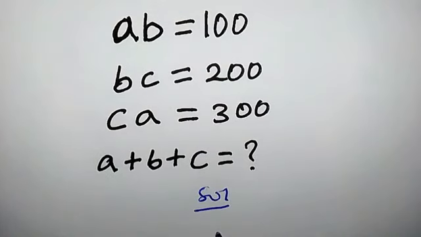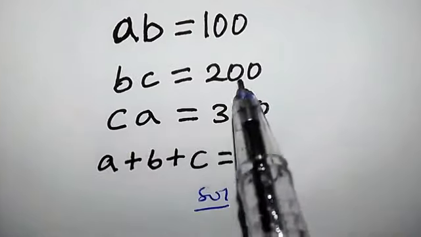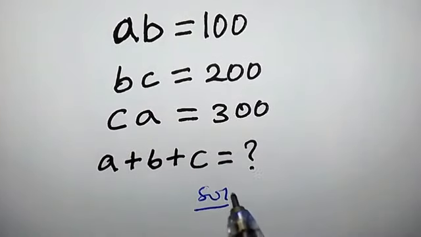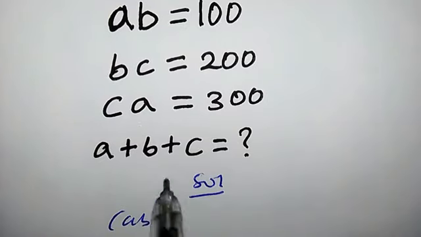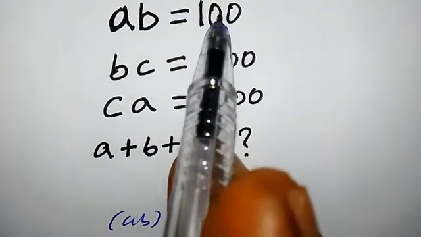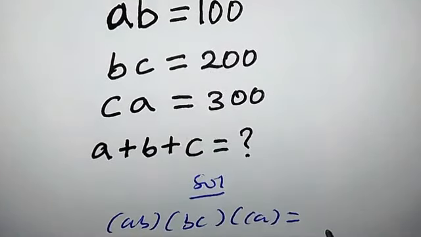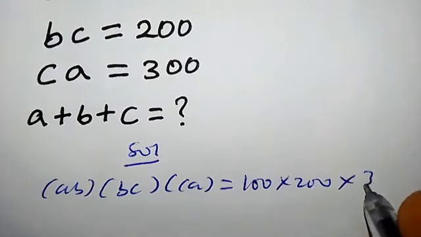Solution. The first step we are going to take is to multiply the left hand side together and the right hand side together. So let's do that. We're going to have ab times bc times ca equal to this right hand side, we multiply them together: 100 times 200 times 300.